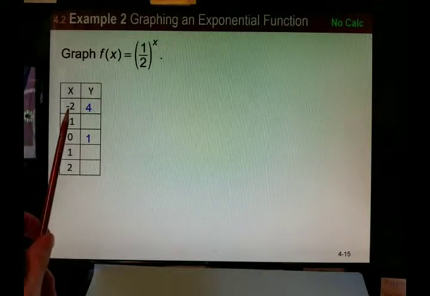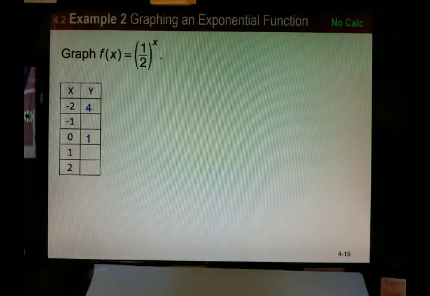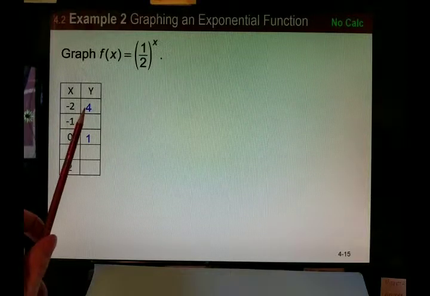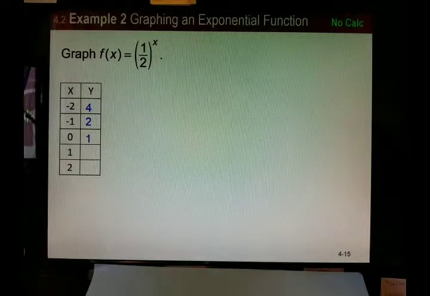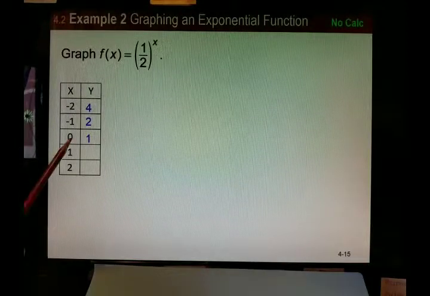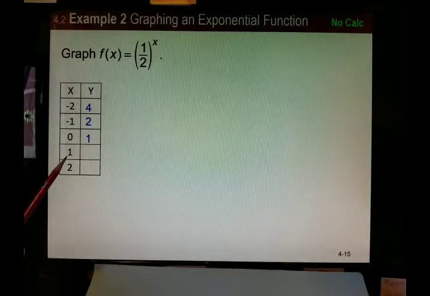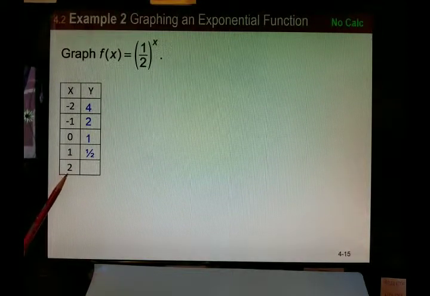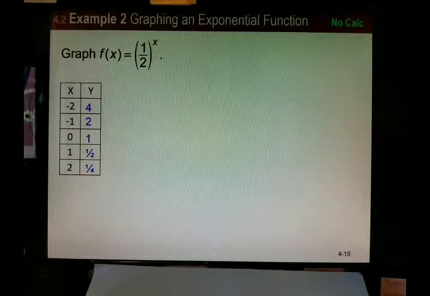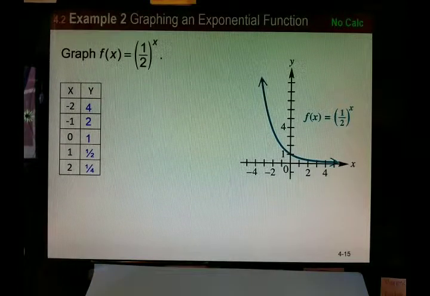Then, if I did 1/2 raised to the negative 2, that would become 1 to the negative 2 on top, and on the bottom, 2 to the negative 2. Well, the 2 to the negative 2 comes up, it's 2 squared, and that's where I get 4. All right, 1/2 to the negative 1. That would be 1 to the negative 1 over 2 to the negative 1. Again, bring that 2 to the negative 1 from the bottom to the top, and that's where we get 2. The next one would be 1/2 to the first power, which is 1/2. Next one is 1/2 squared. That means 1/2 times 1/2, which is 1/4. And then you can go along and plot those points, and you'll have your graph.